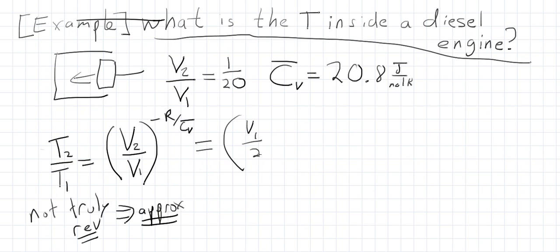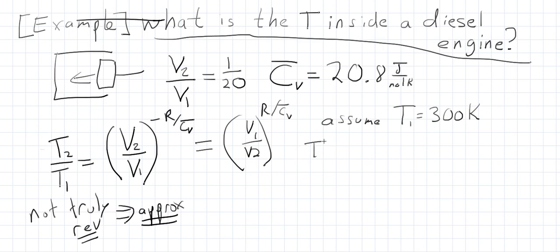Okay. And we saw earlier that we can adapt this expression and say this is V1 over V2 to the R over CV. Okay, great. That's the heat capacity. So if we assume that the air intake to the car, the temperature of the fuel-air mixture, T1, is going to be just 300 kelvins, just a tiny bit warmer than room temperature, then we can ask what T2 is.